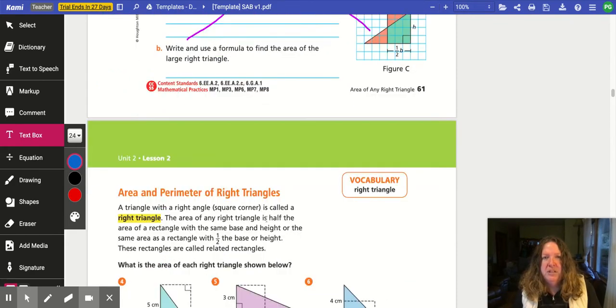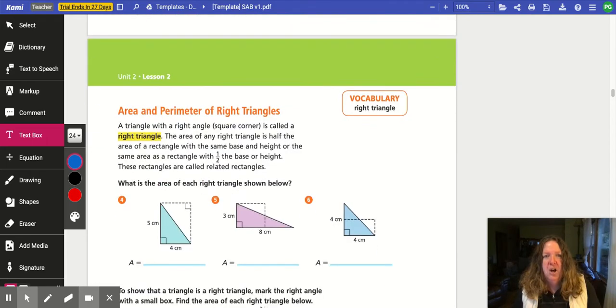Now we're going to page 62. A triangle with right angles, those are square corners, is called a right triangle. Yep, we remember that. The area of any right triangle is half the area of the rectangle with the same base and the same height, or it's the same area as a rectangle with half the base and height. So take a look at what they're doing here on number 4.